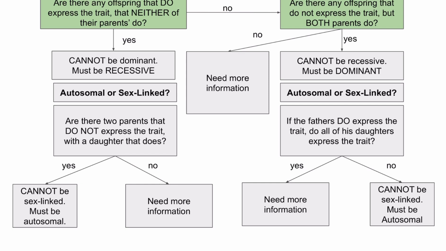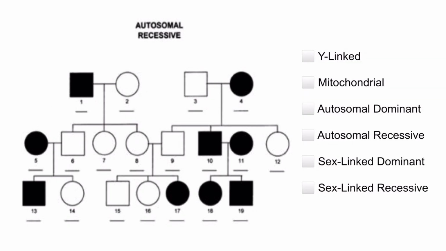So I'm going to go through some examples with this flow chart to help you see how to do this. Okay, here's our first example. I can go ahead and cross off Y-linked right from the bat, and that's because of individual number 4. A girl does not have a Y chromosome, so that is impossible. I can also go ahead and cross off mitochondrial, and that's because of individual number 5. Individual 5 expresses a trait, but their mother, number 2, does not. So we know that it didn't come from the mom, so it can't be mitochondrial.